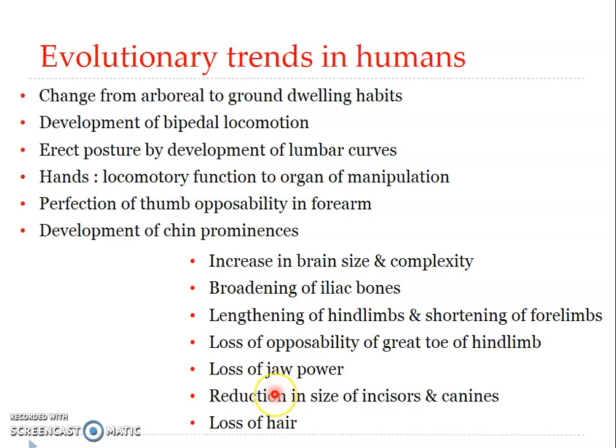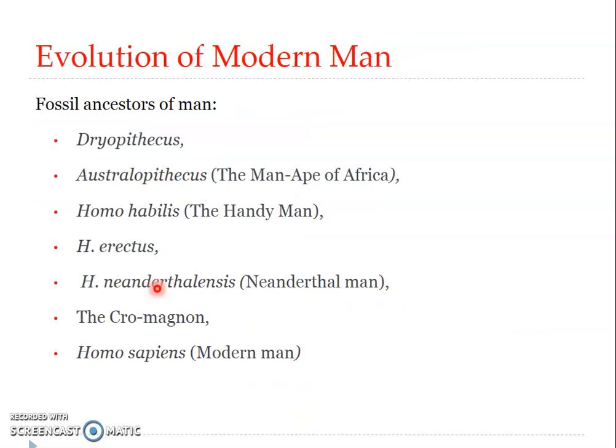And loss of jaw power, then reduction in size of incisors and canines, because of the omnivorous feeding habit. So the size of incisors and canines reduced during the course of evolution. Then loss of hair from the body, possibly as a result of artificial clothing. Then lastly, development of articulate speech, social organization, and cultural evolution, which was unique to Homo sapiens. So all these are the changes that developed during the course of evolution of Homo sapiens from ape-like ancestors. Okay, so this is about the evolutionary trends.